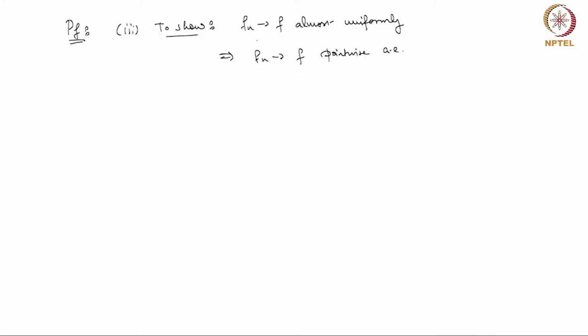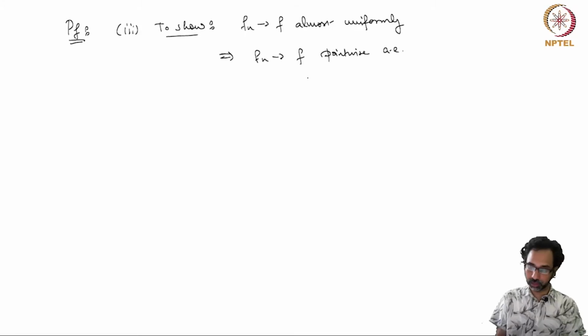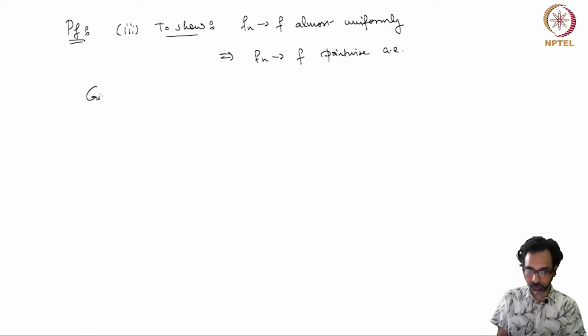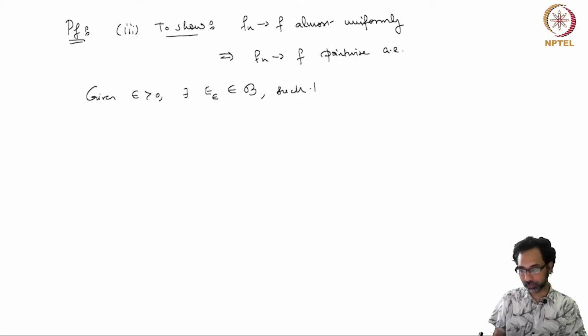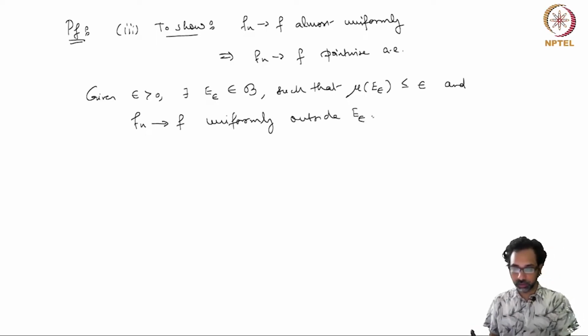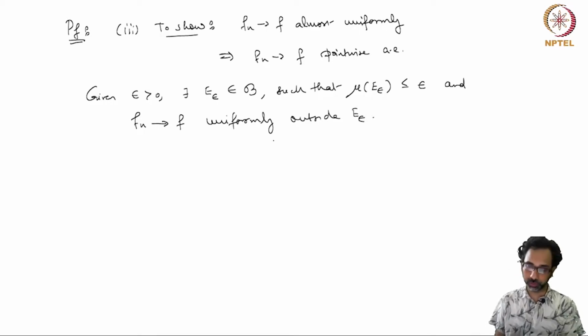So we want to show that Fn converges to F almost uniformly implies Fn converges to F pointwise almost everywhere. So let's start with the definition of almost uniform convergence, which is that given epsilon greater than 0, there exists a measurable set E epsilon such that the measure of E epsilon is less than or equal to epsilon, and Fn converges to F uniformly outside of E epsilon. So this is the definition of almost uniform convergence.